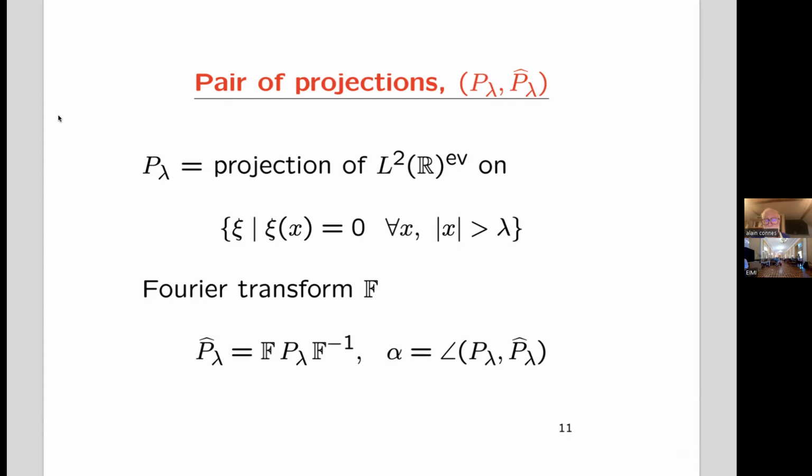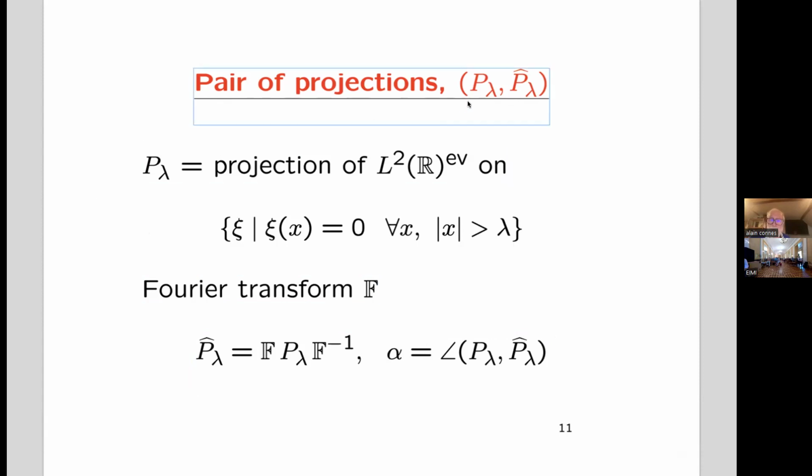Mackey theory tells you that the irreducible representations of this group are two-dimensional, and they are classified by an angle. So in fact, when you have a pair of projections in Hilbert space, they are entirely classified by their angle. This angle is an operator, and the eigenvalues of this angle give you the values of the parameter which parameterizes the irreducible representation. So all of this situation is perfectly understood.